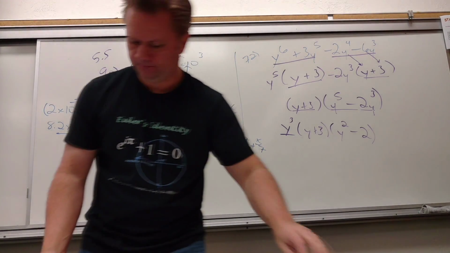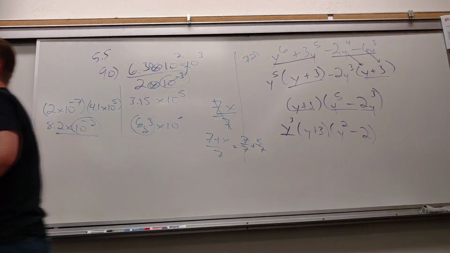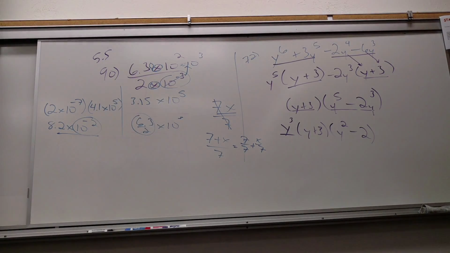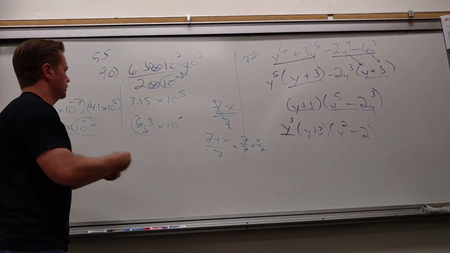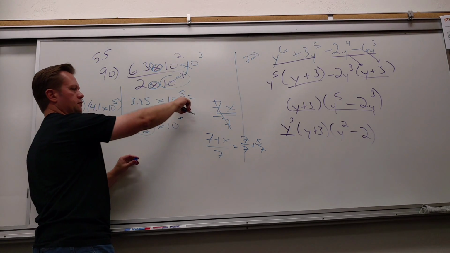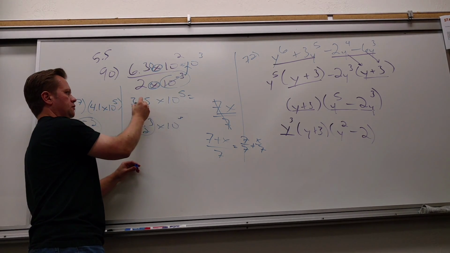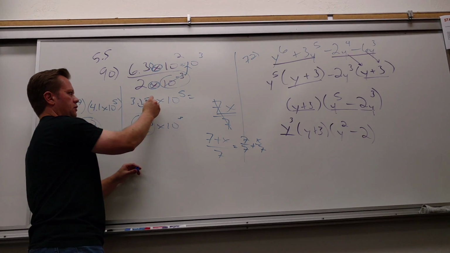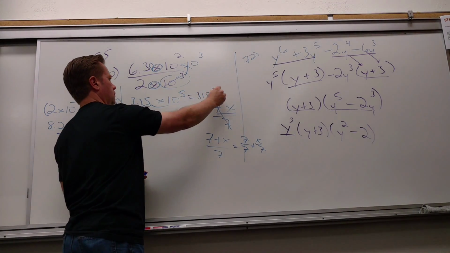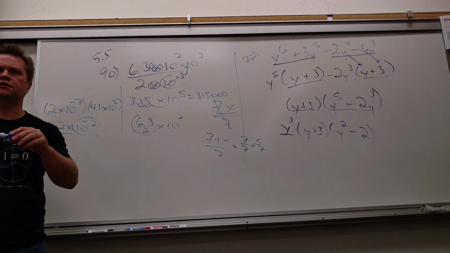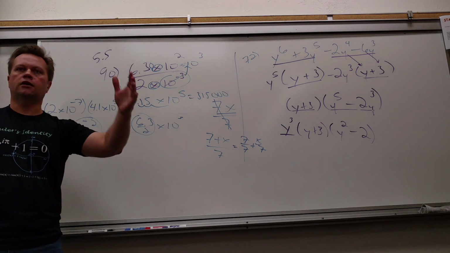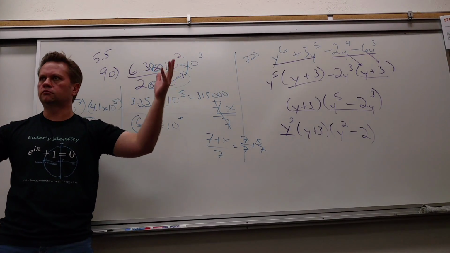So is the answer 315,000? Yeah, did that section say... Oh, yeah, so this one says write it in standard form, so then you would take this and move it how many times? 5. Yeah, 1, 2, and then 3 zeros. Yeah, good. 315,000. So one section says leave it in scientific notation, and the other one says standard form, which really just means normal number form. Right.